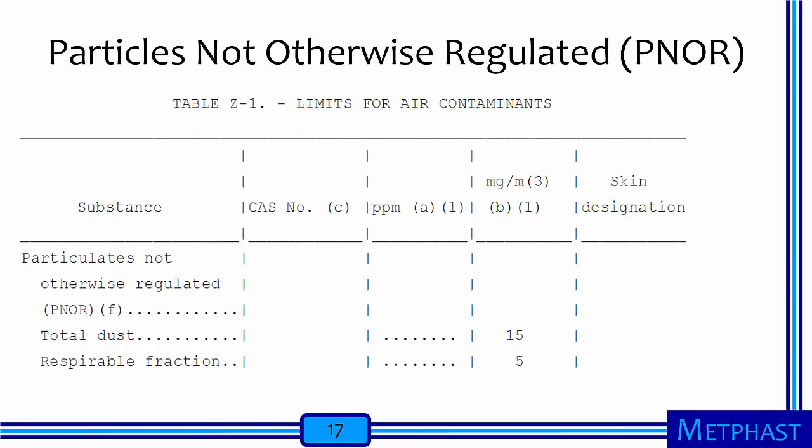What if I'm concerned about particles in a workplace with no PEL, say flour dust? I look through table Z1 and I don't see anything for flour. However, there's a catch-all category for particles called particles not otherwise regulated, or PNOR. The TWA PEL for particles not otherwise regulated is 15 milligrams per meter cubed for total dust and 5 milligrams per meter cubed for respirable dust.